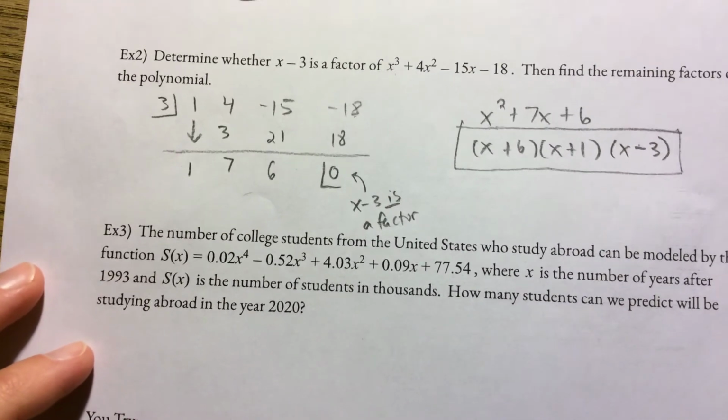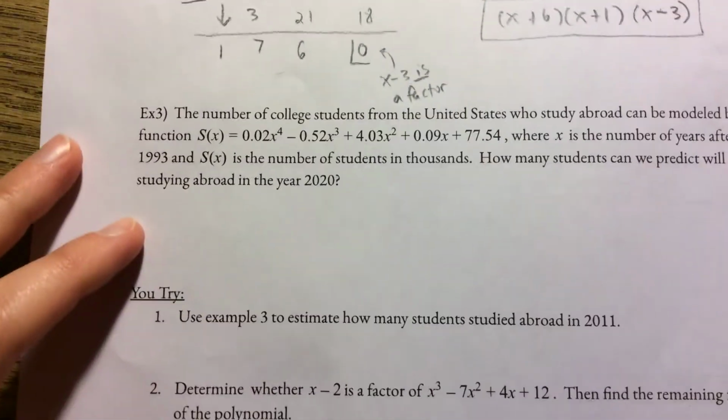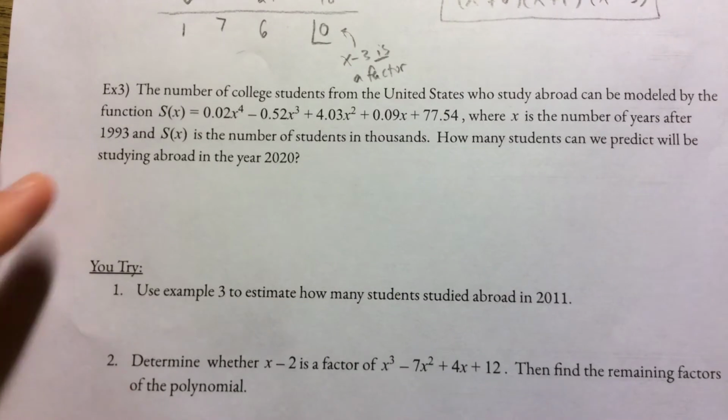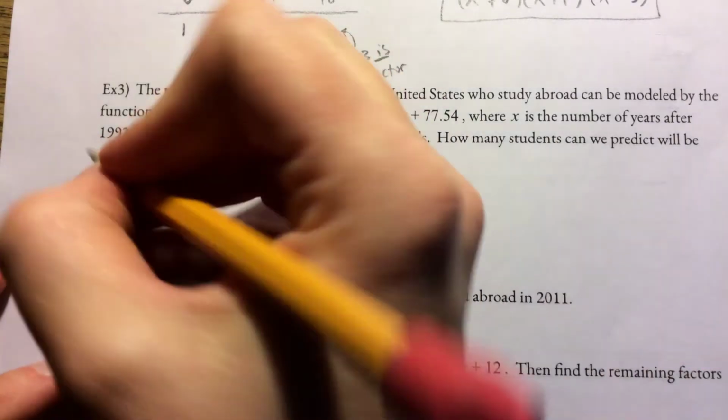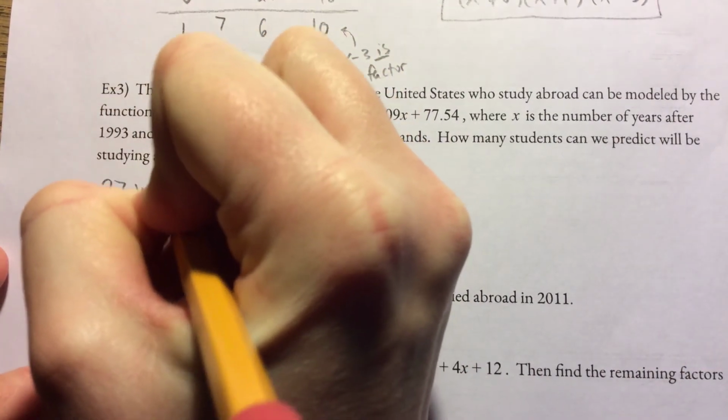All right, one more. It says the number of college students from the United States who study abroad can be modeled by this function, where x is the number of years after 1993 and s of x is the number of students in thousands. How many students can we predict will be studying abroad in the year 2020? So 2020 from 1993 is 27 years.